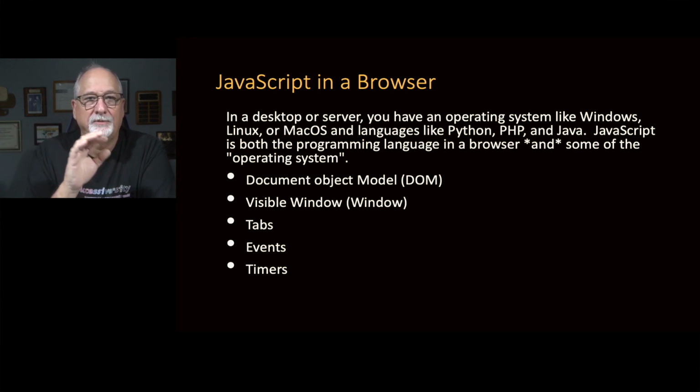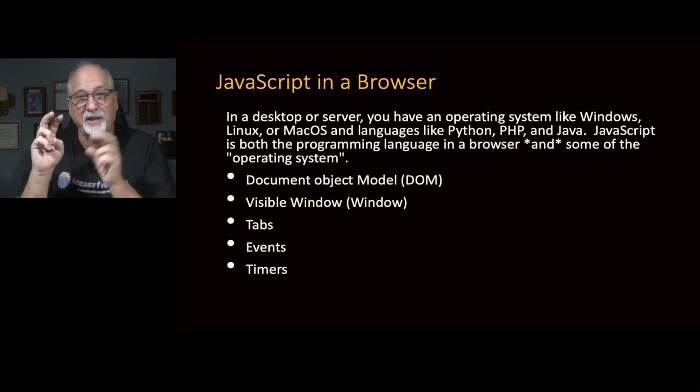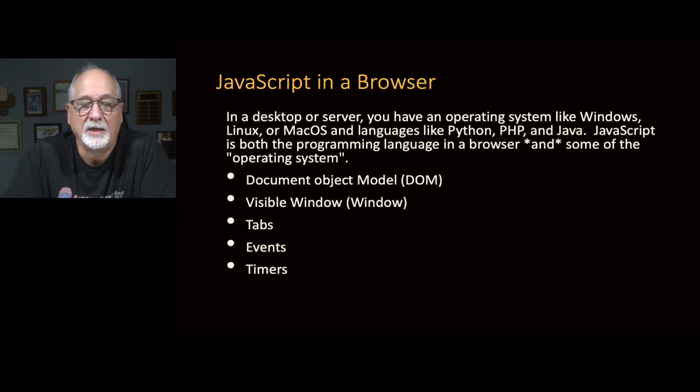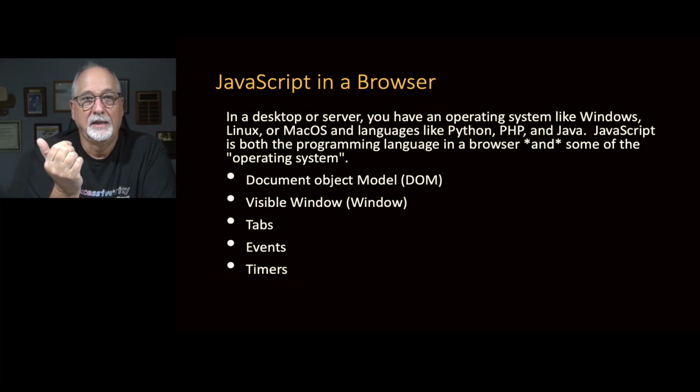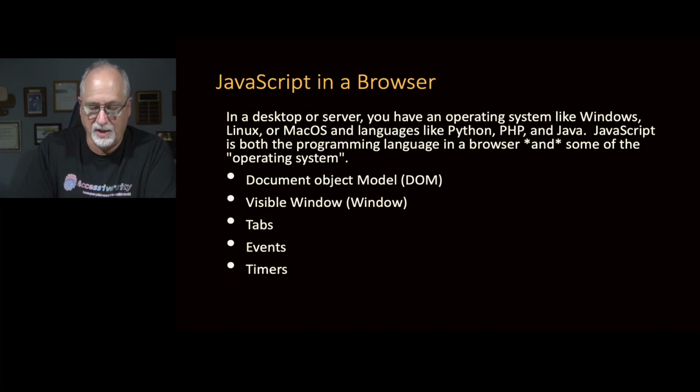But that's not how it works in JavaScript in the browser. In the JavaScript in the browser, this whole idea of waiting for something is an anathema because it does what's called cooperative multitasking. And so in some ways, JavaScript is not just a programming language, but it's also kind of part of what we think of typically as the operating system. We got to help the browser work with things like the document object model being updated, the visible window being scrolled, and multiple tabs going on, events happening, and timers happening.